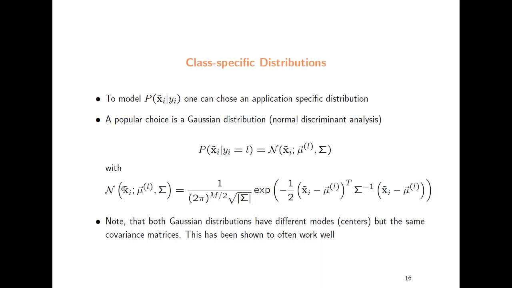So if we explicitly write it, it's 1 over 2 pi to the power m divided by 2, where m is the number of features, times the square root of the determinant of sigma, and in the exponent we have minus 1/2 times the difference between the data point and the mean value. This is a vector. We take the transpose. The same vector is here without the transpose, and then in the middle we have the inverse of the covariance matrix. And this often works pretty well, even if the Gaussian assumption might not be extremely accurate, particularly in high dimensions.